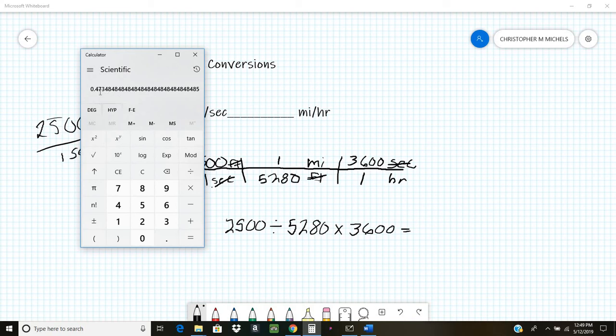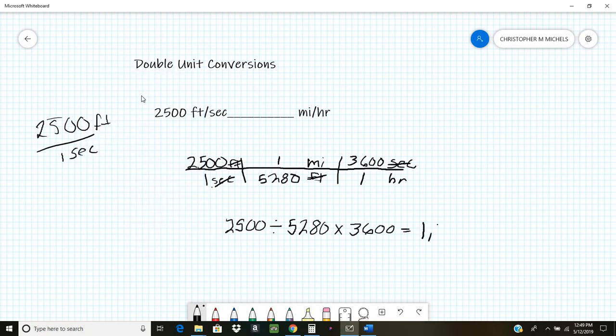But now you look at this, this is how many miles we're going in a second, but I want to know how many we'll do in an hour. So then I take that answer and I times it by 3,600. So we get 1704.5. So I guess if we're talking about rounding here, let's just round that to 1705. So that's 1,705 miles per hour.